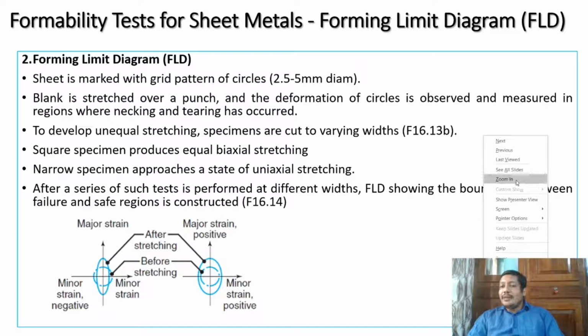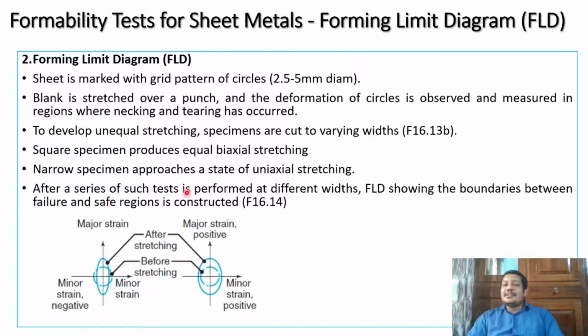and the tear has happened. Tearing has occurred. To develop unequal stretching, specimens are cut into various widths. Square specimens produce equal biaxial stretching. A narrow specimen approaches a state of uniaxial stretching.